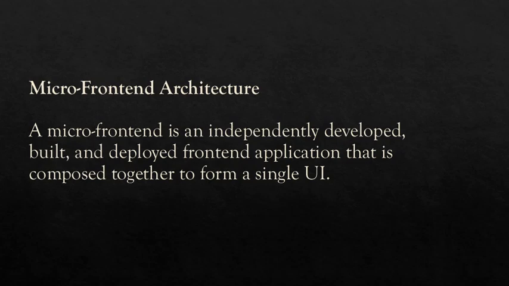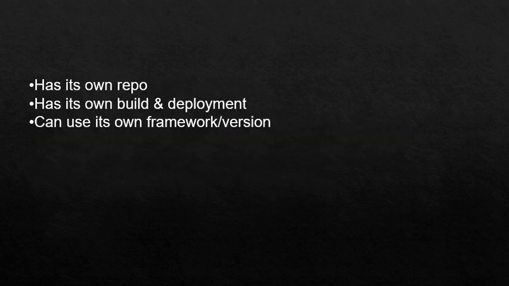Micro-frontend applies the microservices idea to the frontend. Instead of one big UI application, you can build multiple small frontend apps that work together. A micro-frontend is an independently developed, built, and deployed frontend application that is composed together to form a single UI. It has its own repo, its own build and deployment, and it can use its own framework and version.